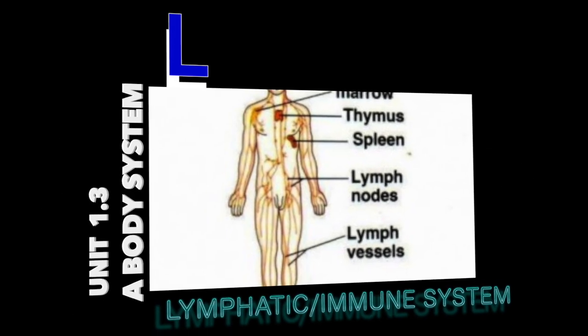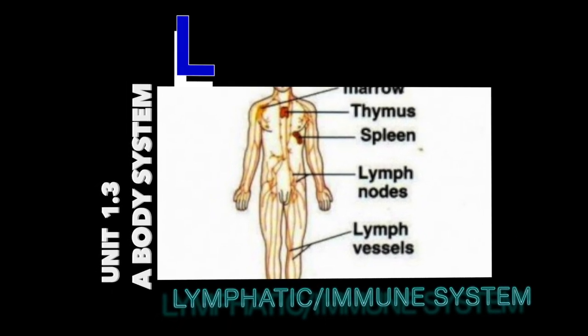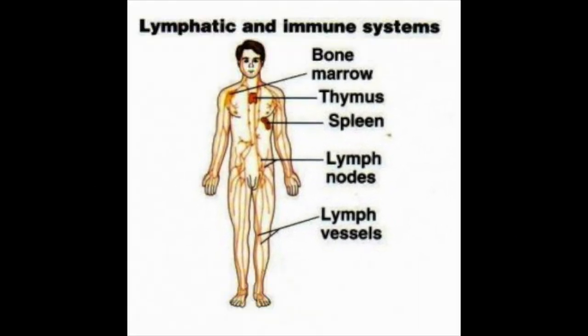A body system is the lymphatic and immune system, which filters fluid in the body and mounts the attack against foreign substances in the body. Key organs and structures of the lymphatic and immune system include lymph nodes, the spleen, thymus, and bone marrow.